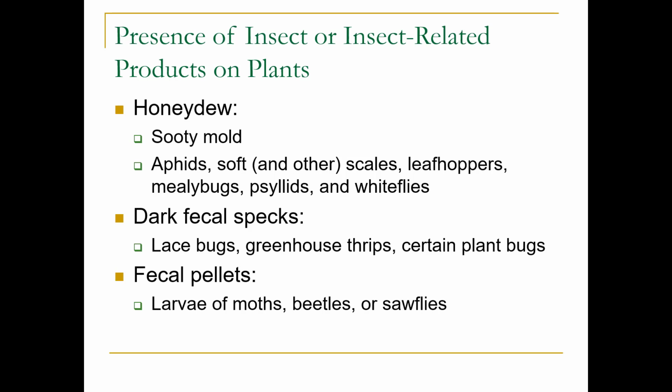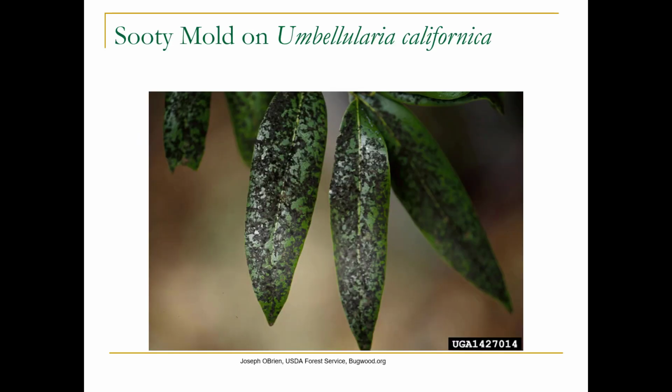And then you would see these dark fecal specks like you saw from the lace bug, but greenhouse thrips also do that, and certain plant bugs do that as well. And then the other thing you might see are fecal pellets, which are going to be larger, and those are going to be from the moths, beetles, or sawflies. So here's this sooty mold, most likely from an aphid, and that honeydew is providing the food for this mold to grow. You could definitely just take a sponge and wipe this off.